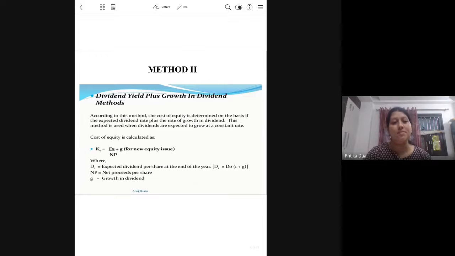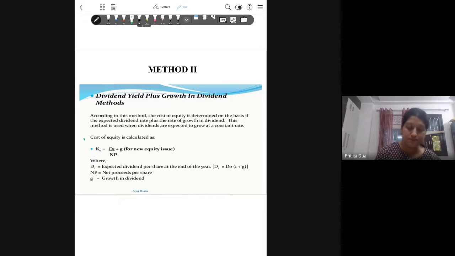In this pattern, if you are given the information related to equity shares of a company, then the cost of equity is D1 upon NP, where NP, net proceeds, will be for new equity shares. If you have existing shares, then we have market price in the denominator. So D1 upon NP plus G. G is the growth rate in dividend. This is known as the constant growth model.